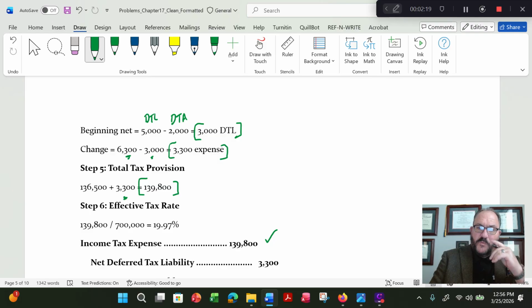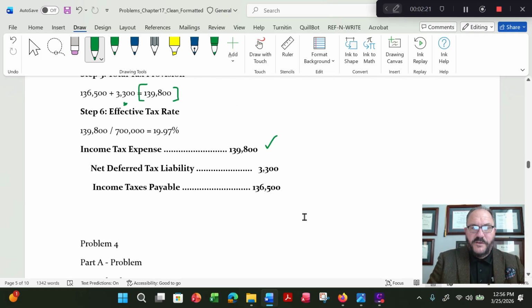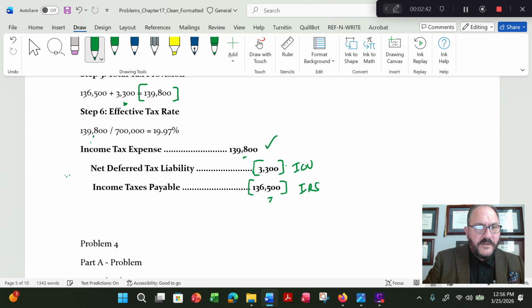$139,800, and then if you look here, this is what the IRS wants. So basically, how are we paying it? We're paying this much to the IRS. This is the amount of our tax expense, and this is basically an IOU, an IOU to the tax man, deferred tax liability. And if you take the 139 over the book income, their effective tax rate was below 21%. You can see that here.